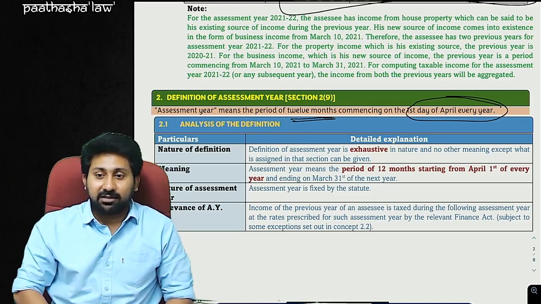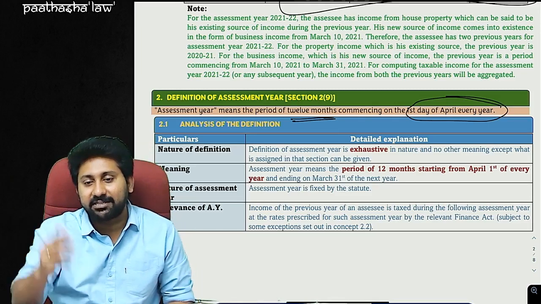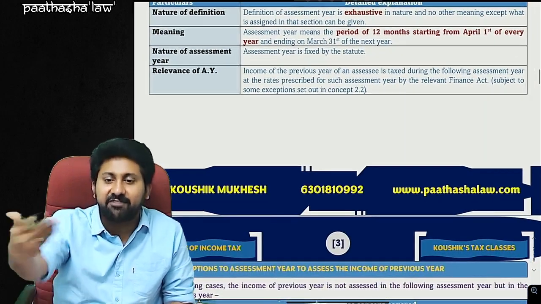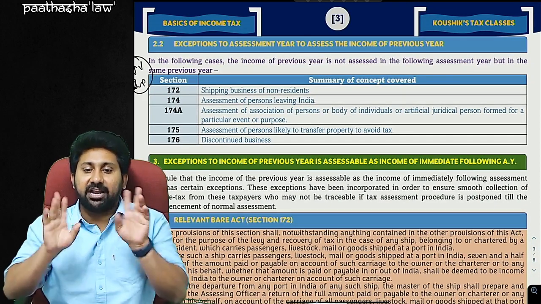So don't ask me a question: Sir, is assessment year a financial year or a normal year? It is a financial year. How? 1st April it starts with a 12-month period. Obviously it will stop by 31st March of the next following year. A financial year again. So there are 2 financial years here.